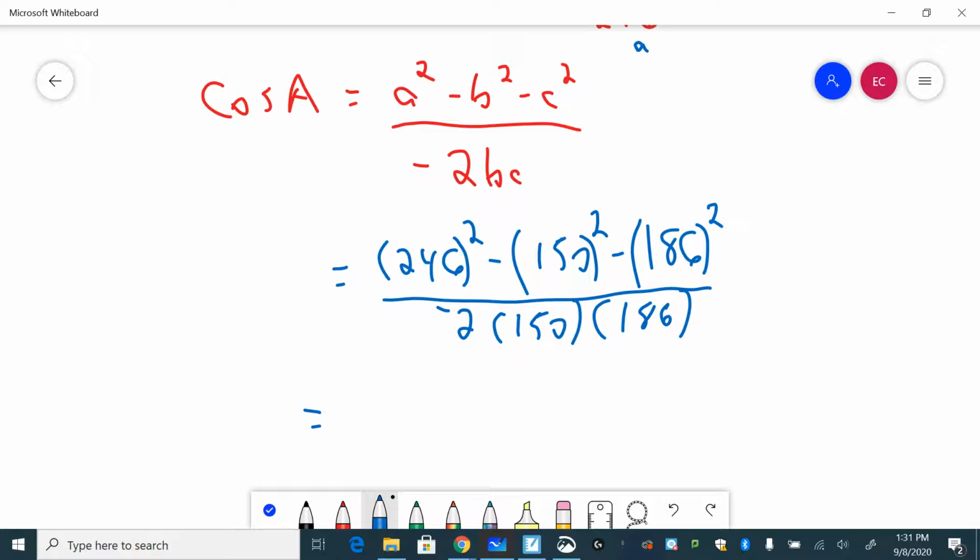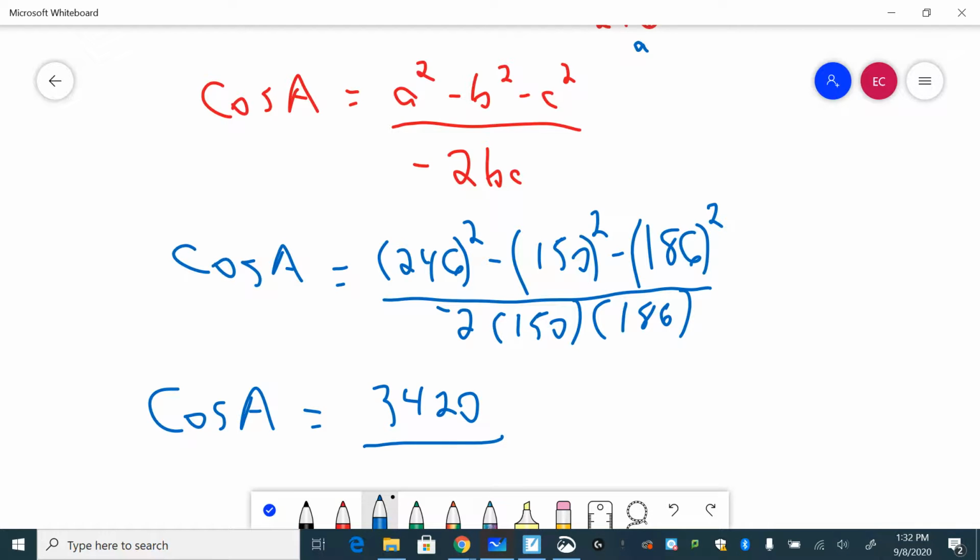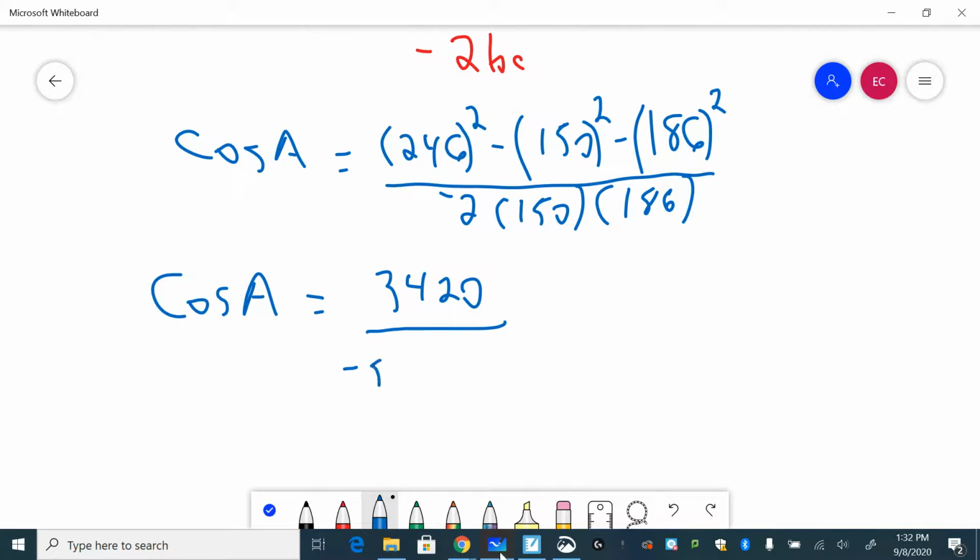So what you can do is 246 squared, and then I'm going to hit equals, and then I'm going to go minus 150 squared, and then hit equals, and then minus 186 squared, and hit equals. And what I'm going to do is write this number down. So I'm going to rewrite cos A each time. So my numerator was 3,420 over, and then I'm just going to multiply those three numbers together. So I've got -2 times 150 times 186. So I get -55,800.